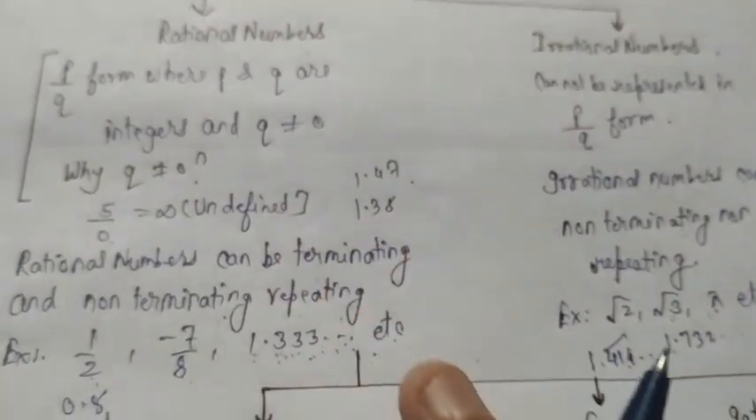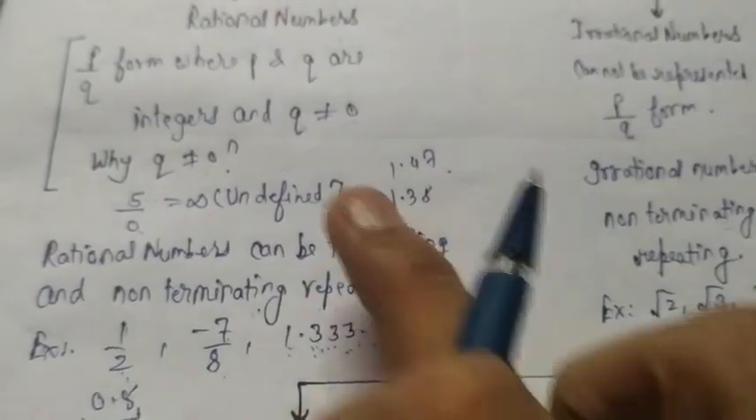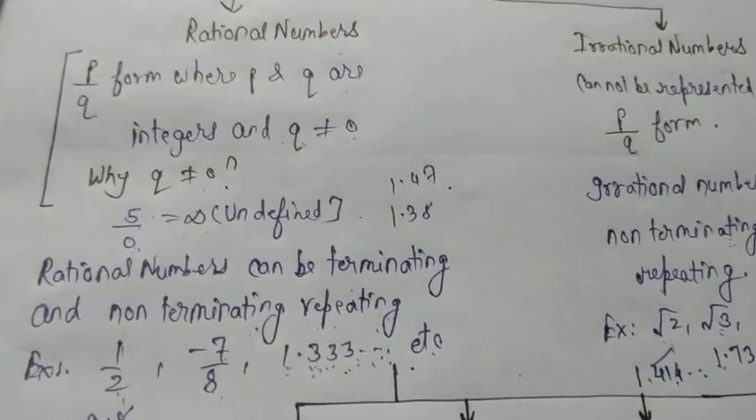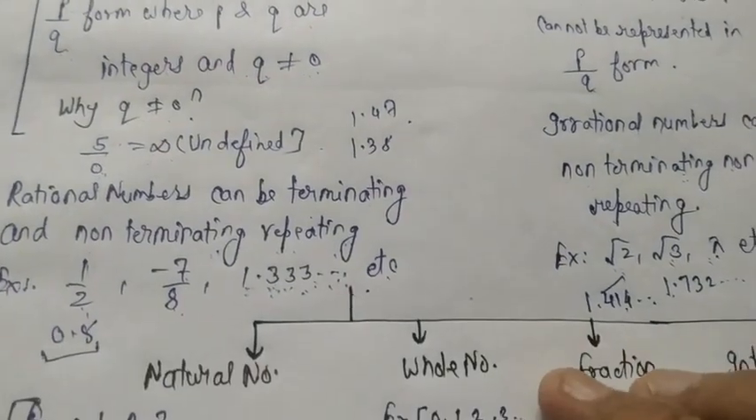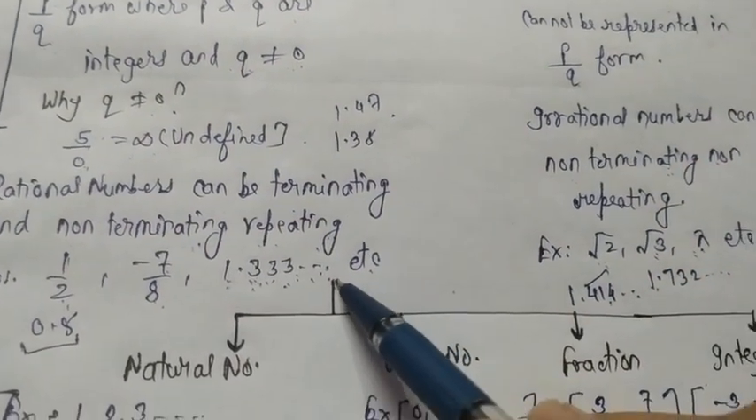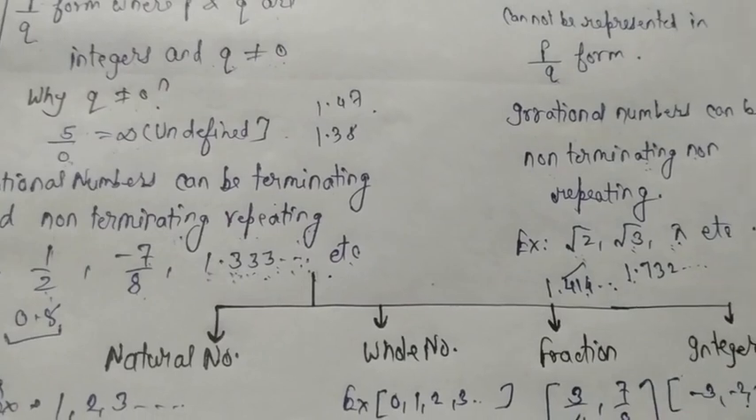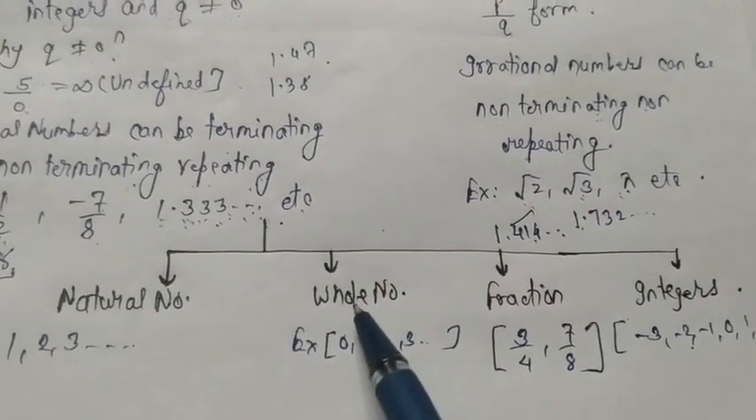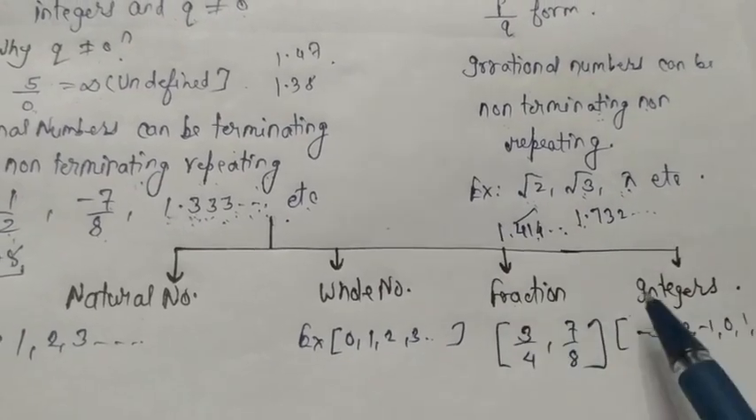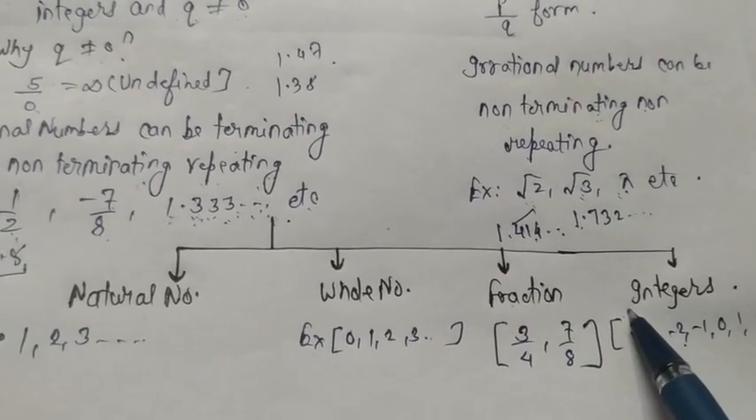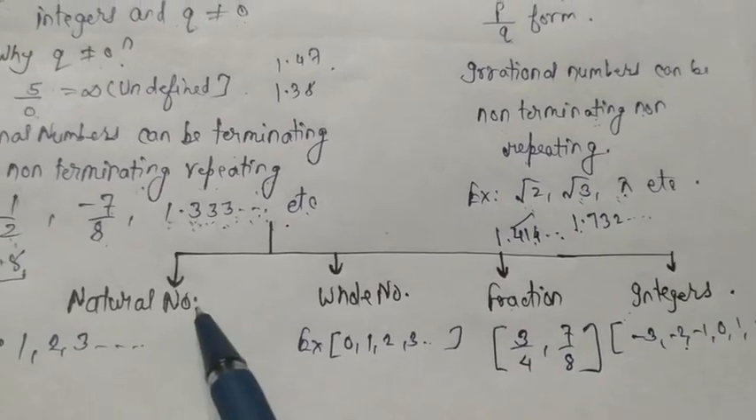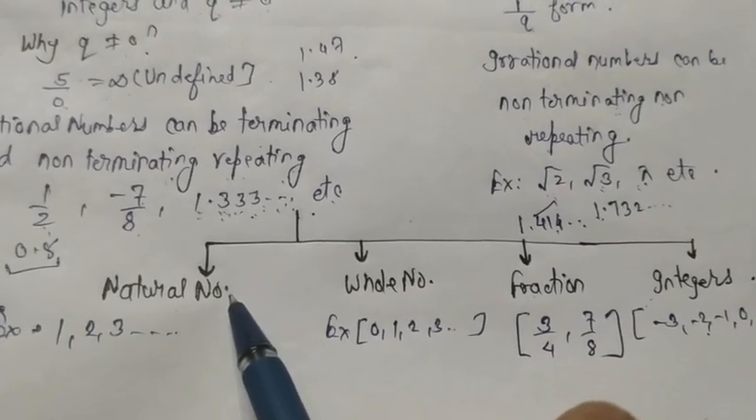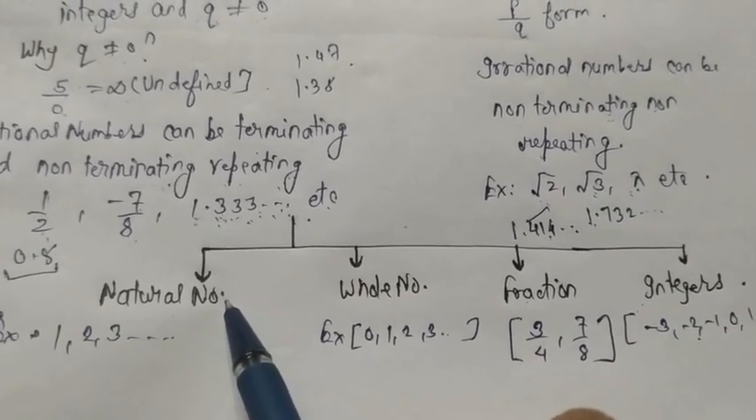So what I am going to do is segregate rational numbers into many types of numbers. Rational number is further classified into 4 parts: natural number, whole number, fraction and integers. Now, what is a natural number? A natural number is also known as a counting number.